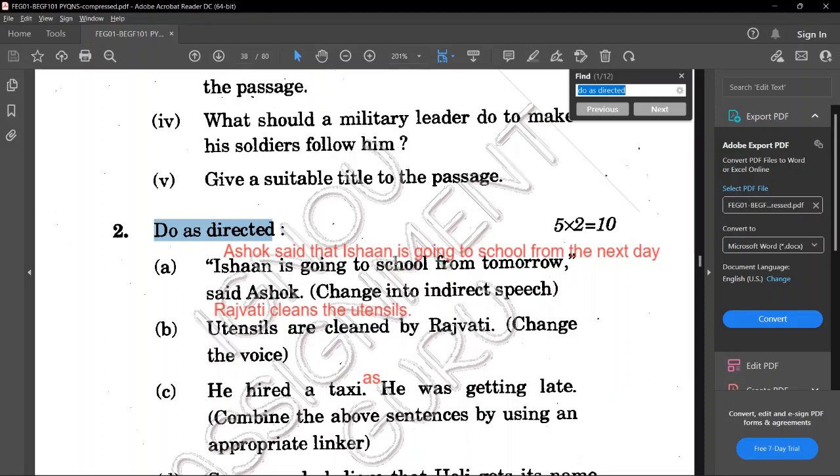Paper 4. So this is do as directed. Ishan is going to school from tomorrow. "Is going to school from tomorrow," said Ashok. I have explained direct and indirect speech to you already, so we'll just go into the sentence. Ashok said that Ishan is going to school from the next day.